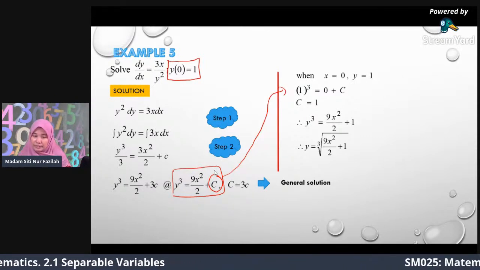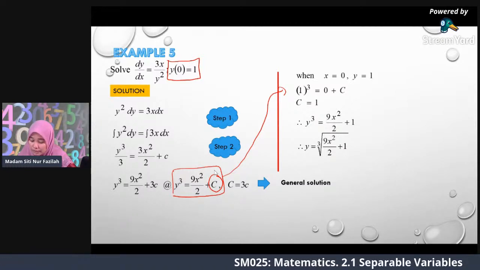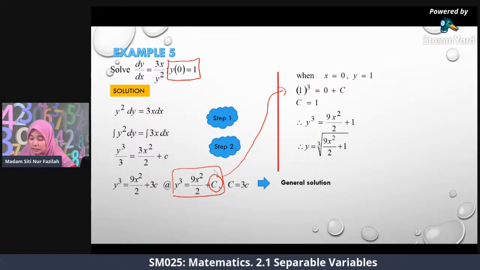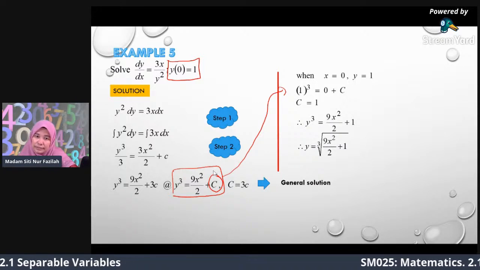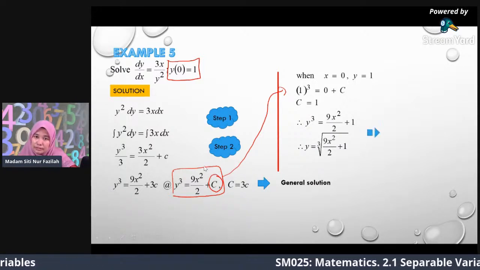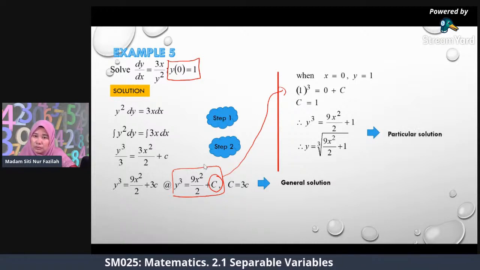Actually, we can simplify the equation and express y. We get y equals the cube root of 9x squared over 2 plus 1. This is the particular solution.